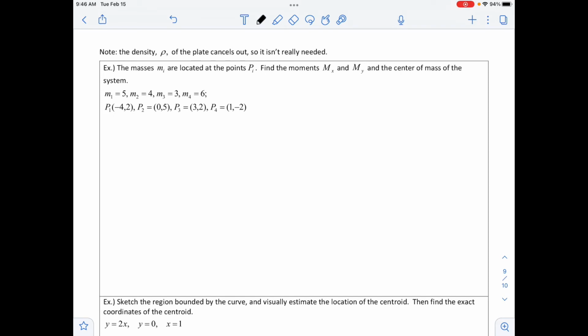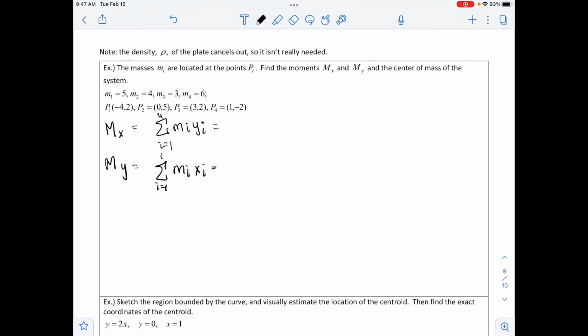The first example says the masses m sub i are located at the points P sub i. Find the moments m sub x and m sub y and the center of mass of the system. For this one, we're given 4 points and masses with those. In order to find m sub x, this is equal to the sum from i equals 1 to n, which in this case is 4, of m sub i times y sub i. Then to find our moment about y, we do the same thing with the sum from i equals 1 to 4 of m sub i x sub i.